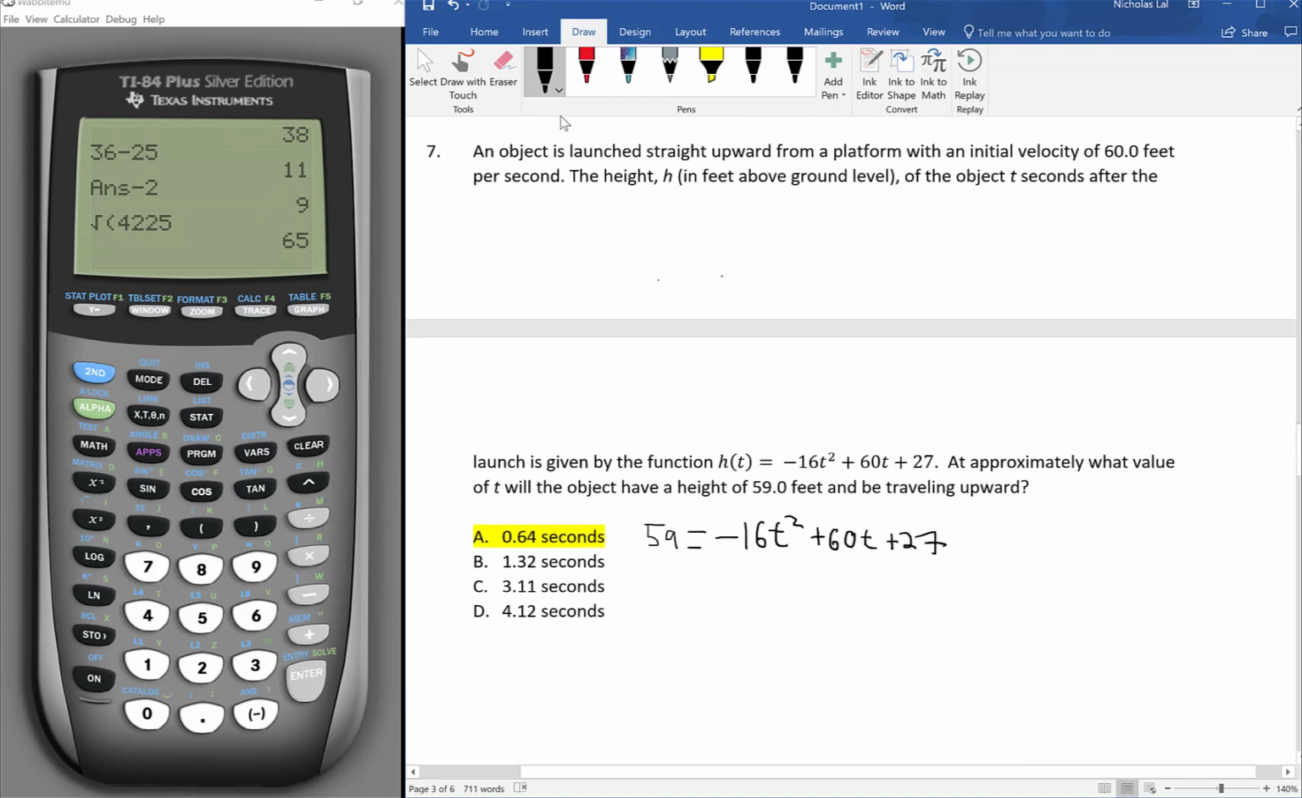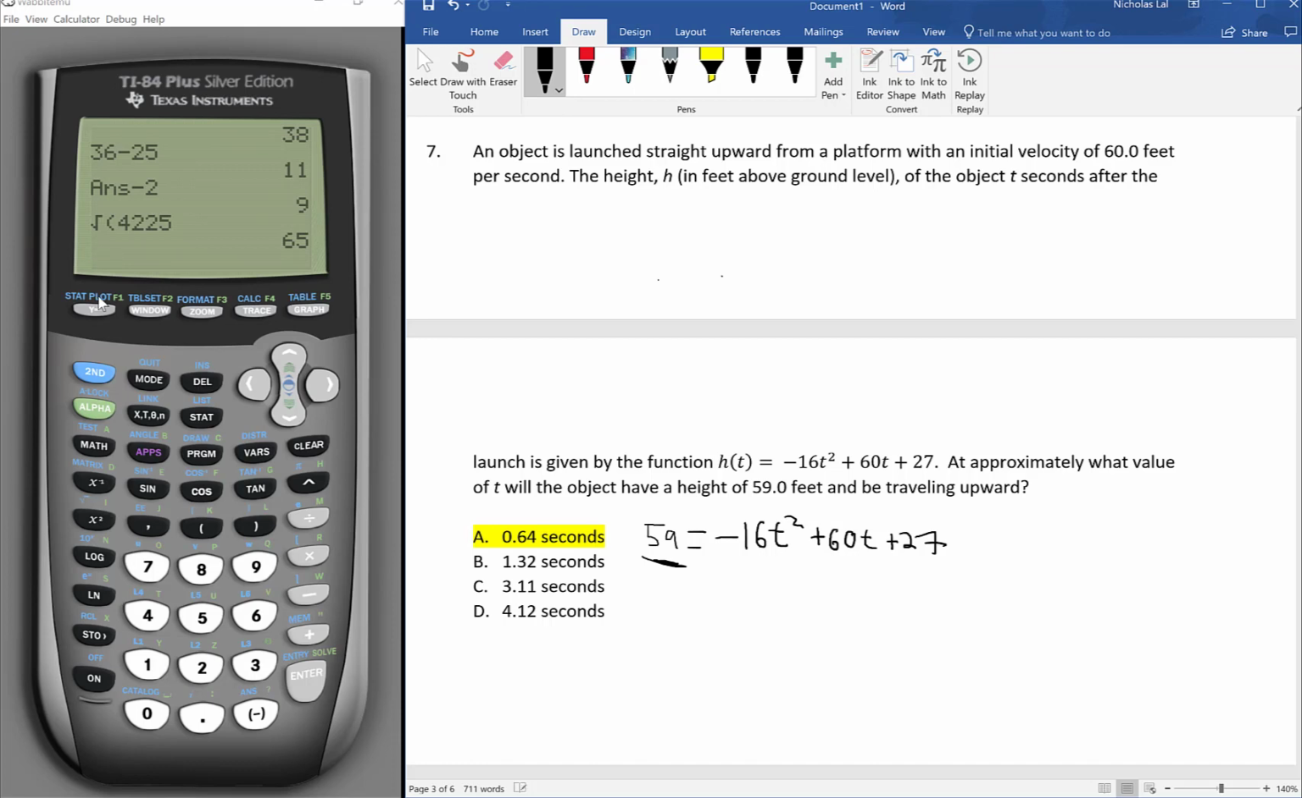An object is launched straight upward from a platform with an initial velocity of 60 feet per second. The height h in feet above ground level of the object t seconds after launch is given by the function h of t is equal to negative 16t squared plus 60t plus 27. At approximately what value of t will the object have a height of 59 feet and be traveling upward? So h of t represents the height. So we need to have the projectile motion of this object. We need it when the projectile motion is equal to 59.